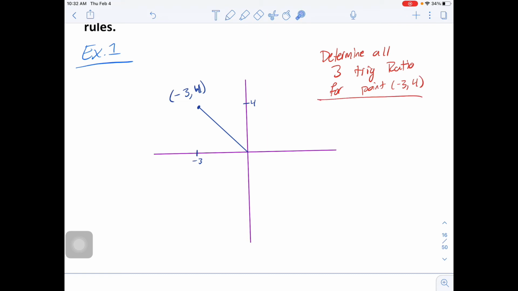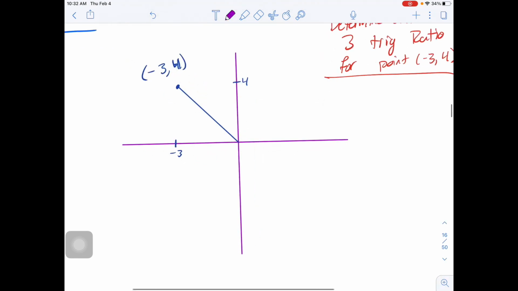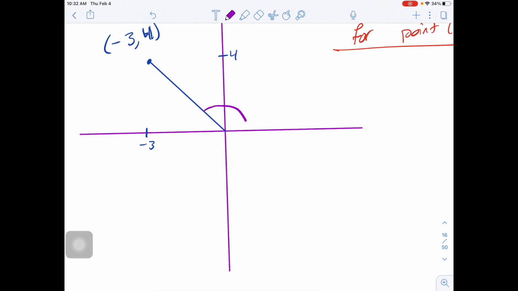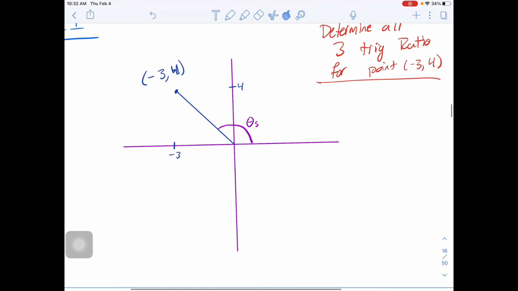You've never seen a question laid out in such a manner. So we're trying to determine all 3 trig ratios for point (-3, 4). What are we talking about there, and what do we mean? We're actually talking about this standard angle here, the angle which creates this terminal arm that forms between -3 and 4. But to understand that and to be able to use our trig ratios, we're going to reference our reference angle here.